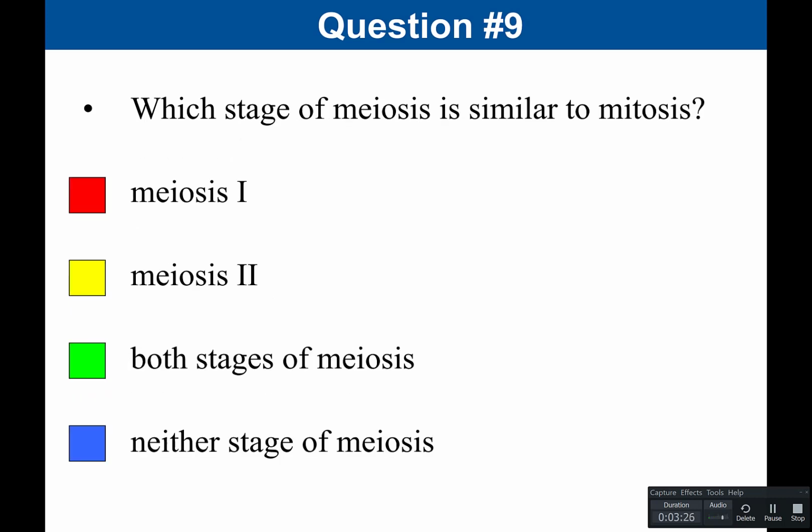Question number 9. Which stage of meiosis is similar to mitosis? Is it red, meiosis I, yellow, meiosis II, green, both stages of meiosis, or blue, neither stage of meiosis? So again, post your answer on Canvas and the answers will be provided once the due date closes.